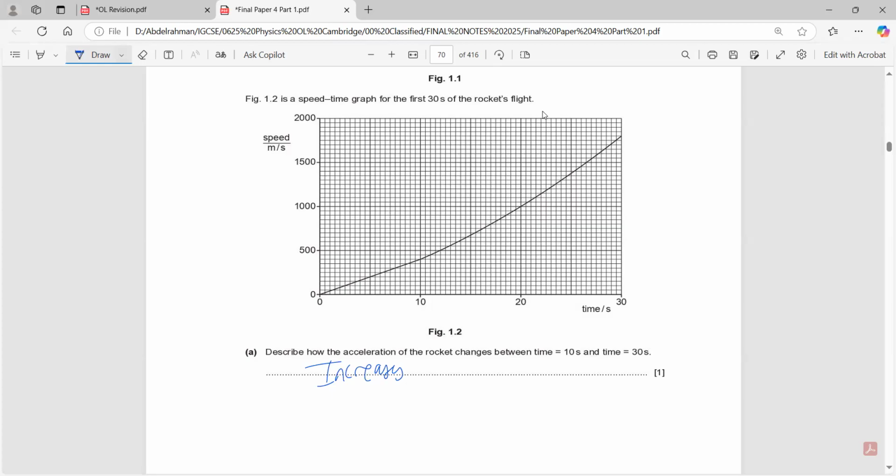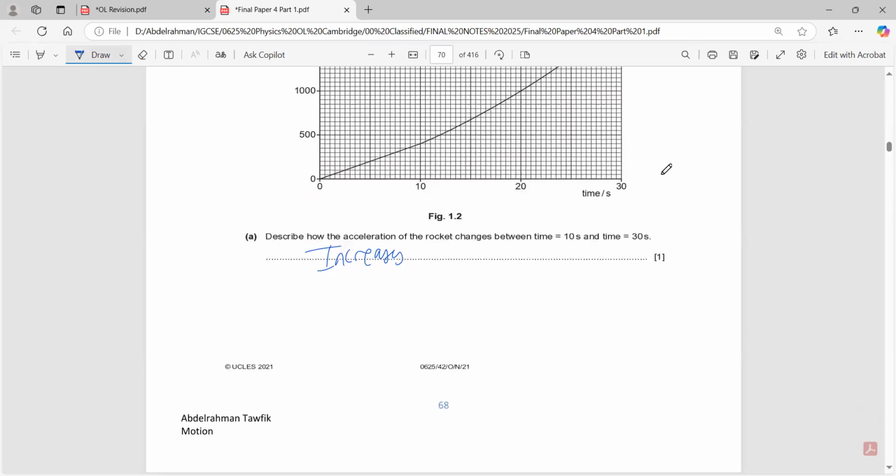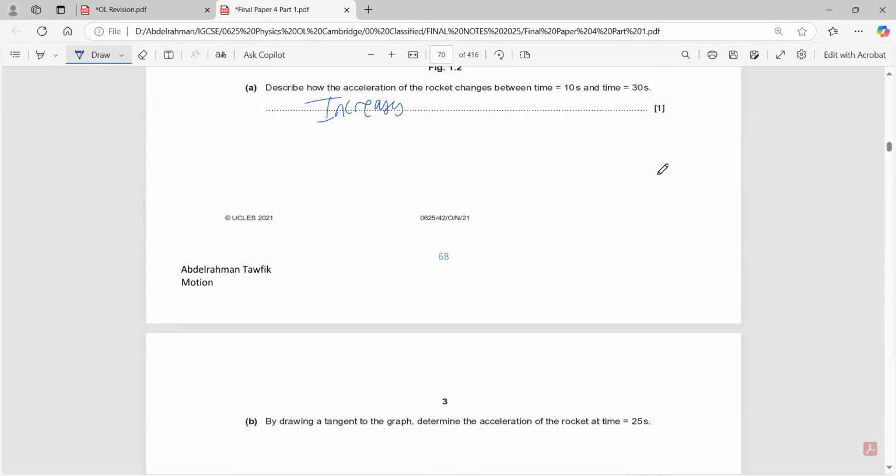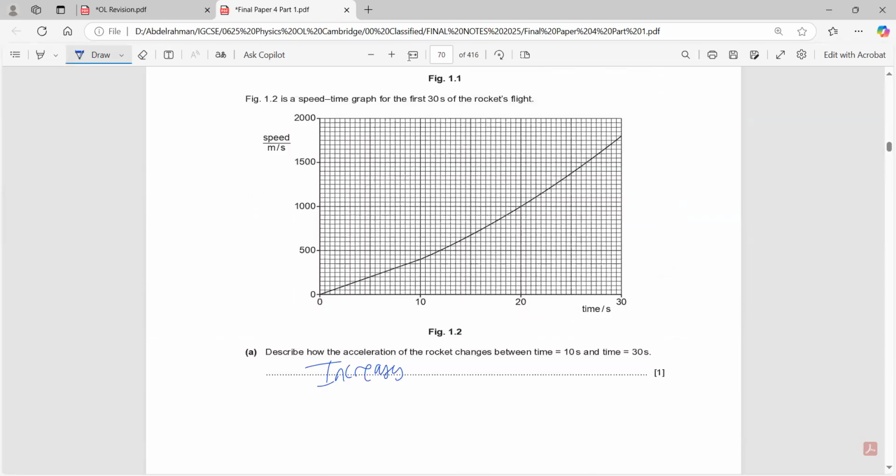Why? Because the slope is moving towards the y-axis. Now what about the next one? By drawing a tangent he's helping us in this question. Usually he could just say find the acceleration, but here we need to determine the acceleration of the rocket at time 25 seconds. Let's zoom in a bit.